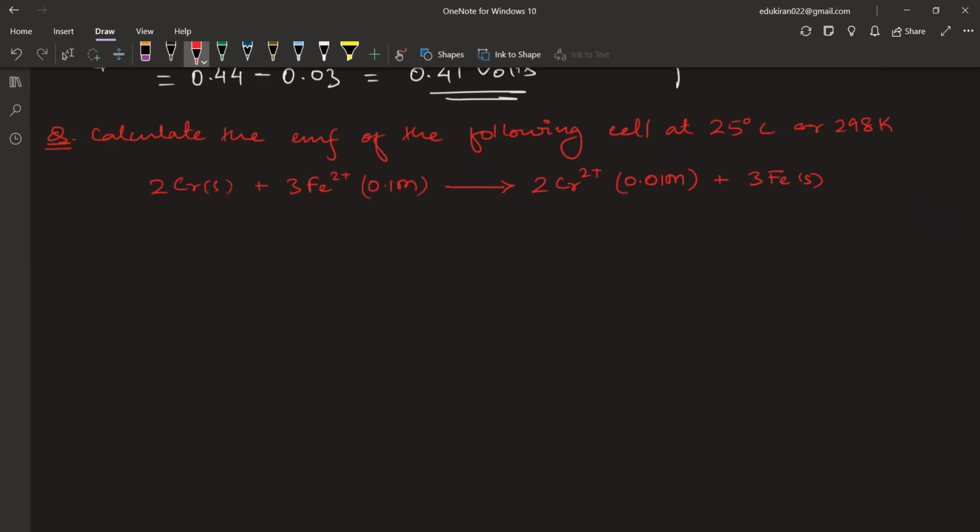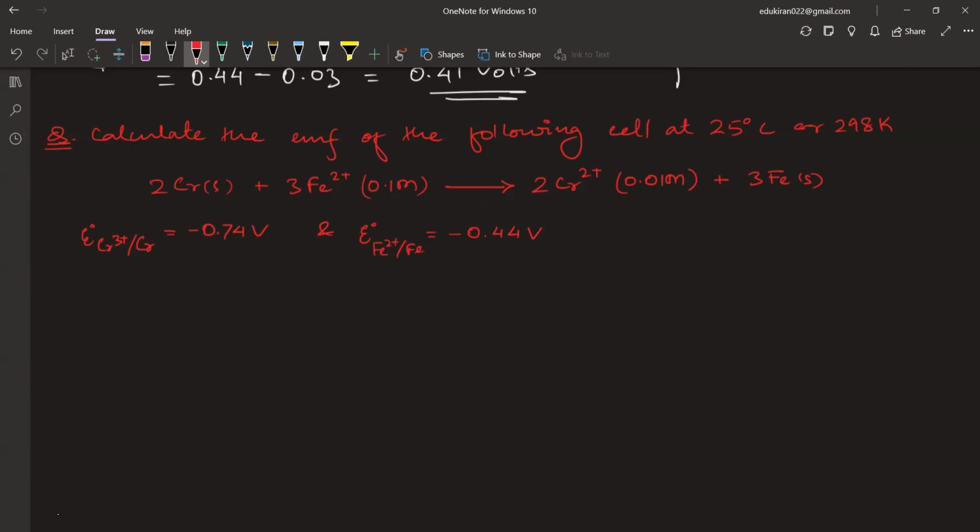Okay, and then you have been given E naught of Cr3 positive to Cr is equal to how much? It is equal to minus 0.74 volts, and E naught of Fe2 plus to Fe is equal to minus 0.44 volts.